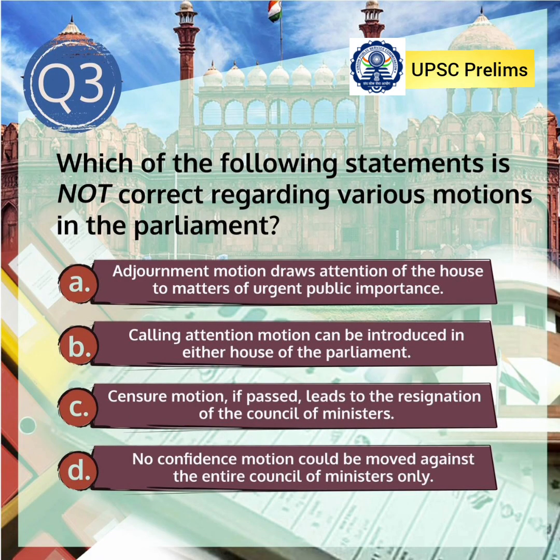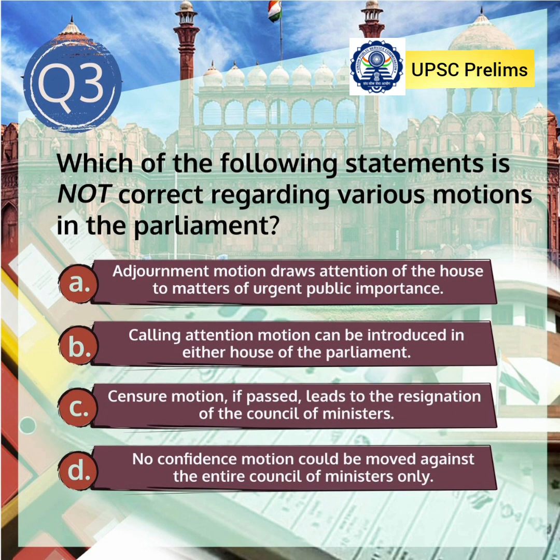Third question. Which of the following statements is not correct statement regarding various motions in the parliament? Option A. Adjournment motion draws attention of the House to matters of urgent public importance. Option B. Calling attention motion can be introduced in either House of the Parliament. Option C. Censure motion, if passed, leads to resignation of the Council of Ministers. Option D. No confidence motion could be moved against the entire Council of Ministers only. For this question, correct statements are A, B and D. Not correct statement is option C.